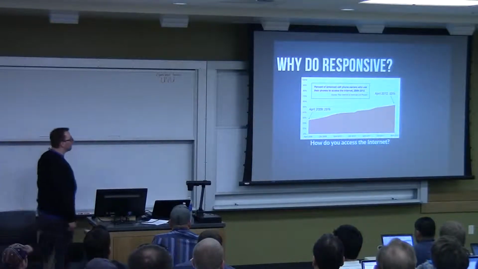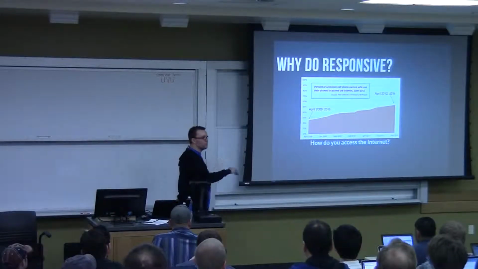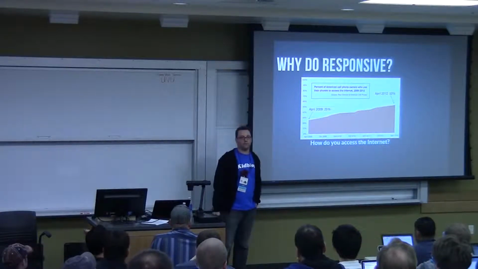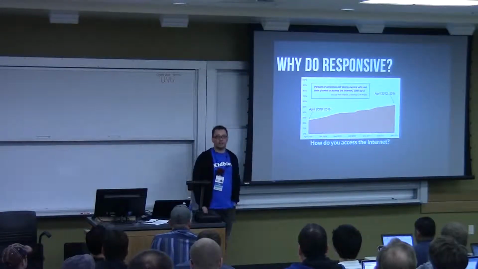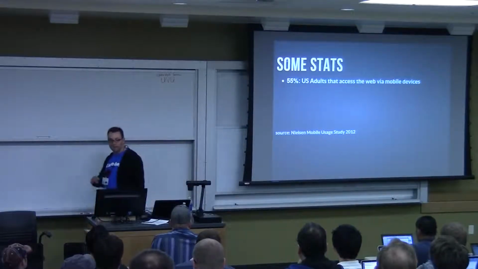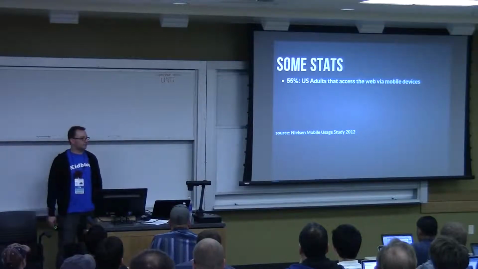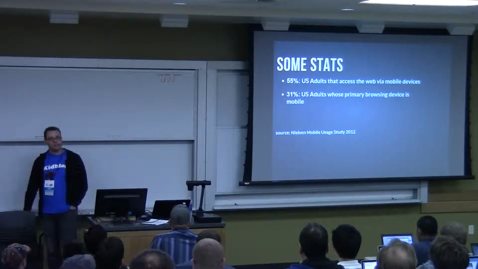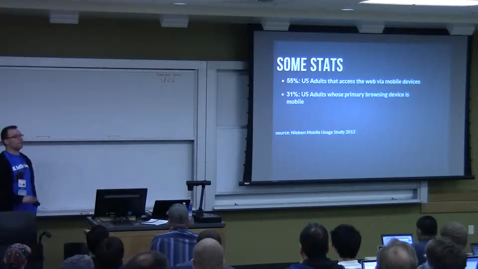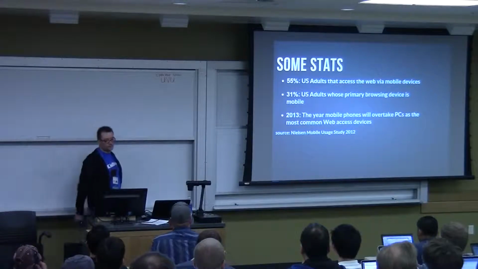This is the chart that shows, from April 2009 to April 2012, the percent of Americans who access the internet from their cell phones. As of April 2012, that percent was 53%. Now it's 62%. 62% of Americans access the web from their phone. 55% access it via mobile devices every single day. 31% use their phone as their primary browsing device, meaning they're more likely to look at your website on their phone rather than on a desktop.